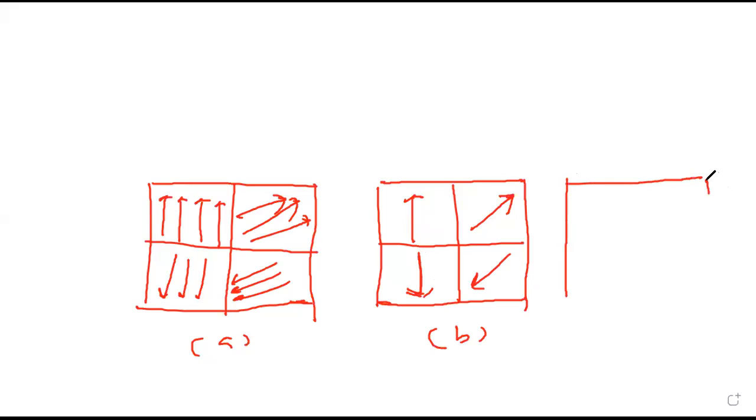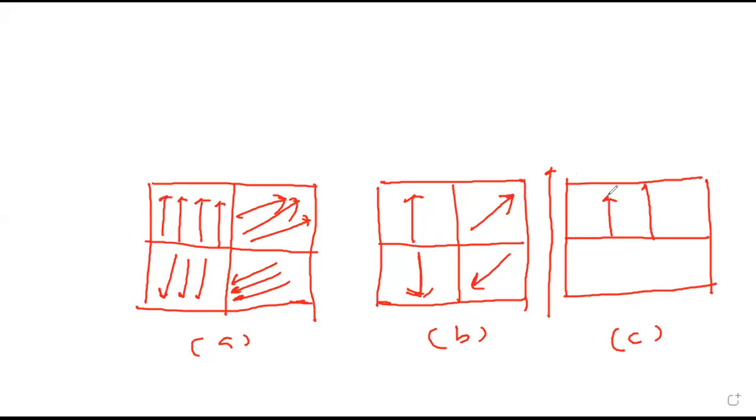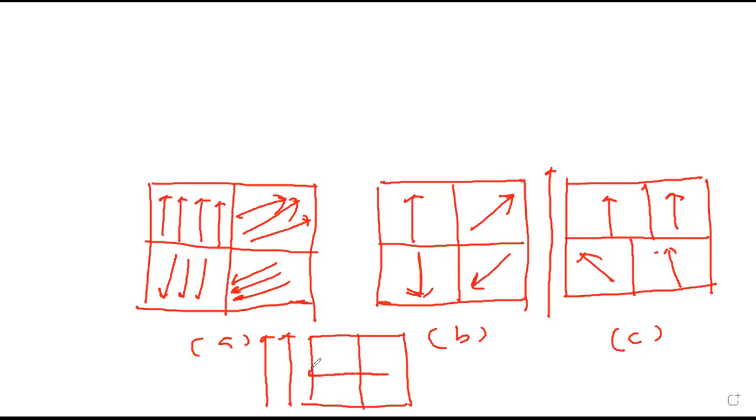When an external field is applied, those domains which are in the direction of the field grow in size at the expense of neighboring domains. And those which are not in the direction try to align themselves in the direction of the external field, as shown in figure B. When the strength of the external field is increased, a stage is reached when all the atomic dipoles align themselves in the direction of the field.